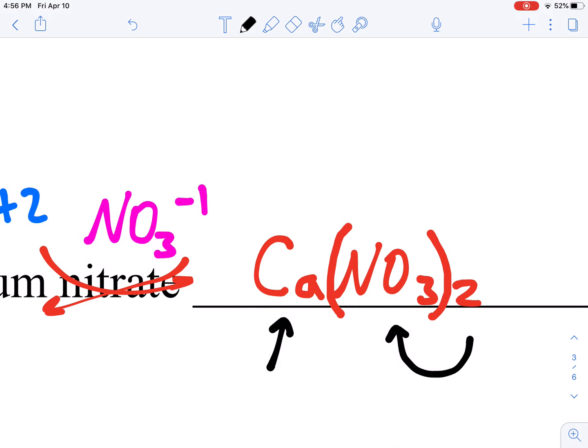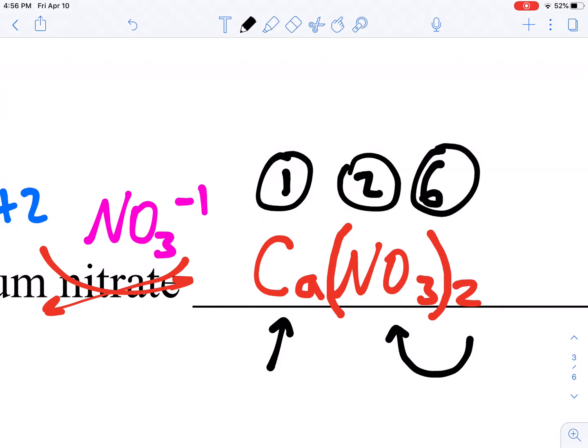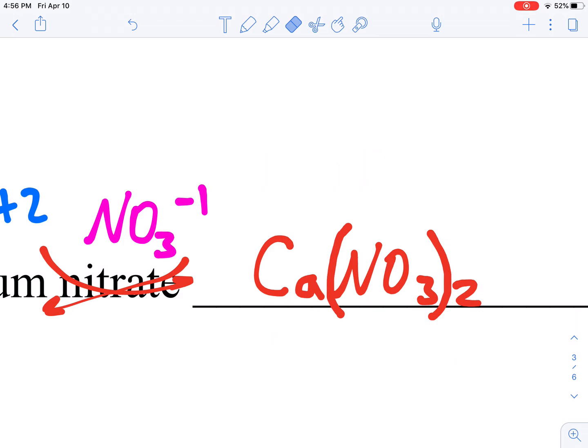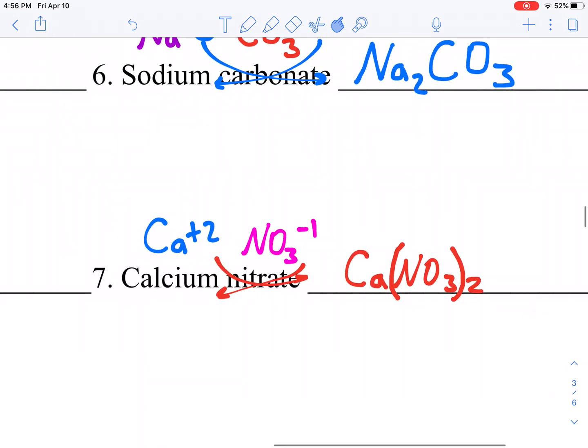Now, if we asked you to actually count up how many of each atom, you'd say, well, there's 1 calcium, and then you distribute the 2. So there are 2 nitrogens here, and there are 6 oxygens. But we don't write it out that way because this isn't a covalent compound, it's an ionic compound. So we use the parentheses, but just recognize that that 2 does distribute to everything inside.